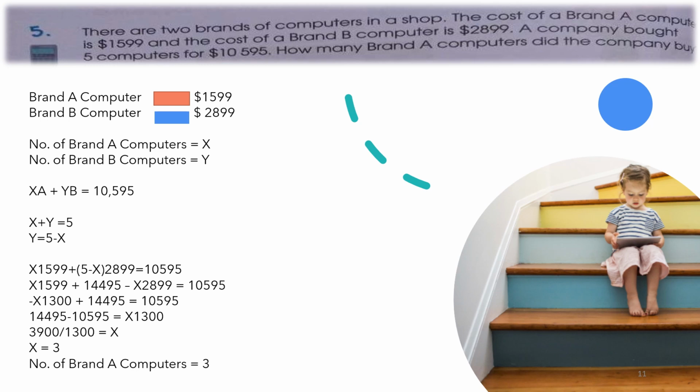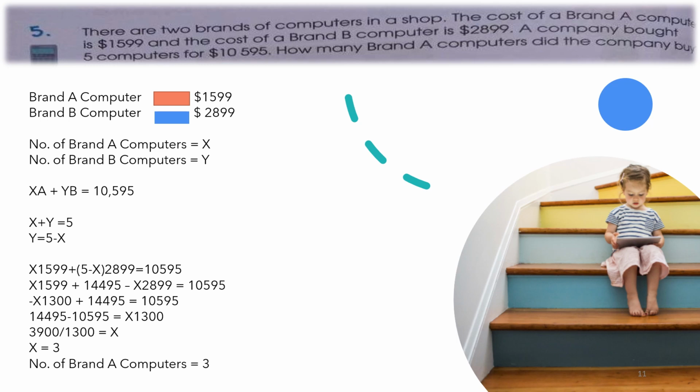Now first we assume that the number of brand A computers is X and the number of brand B computers is Y. Basically, 10,595 is the cost of both computers, and we don't know how many computers are of brand A and how many are of brand B. But we know that if X represents brand A computers and we multiply its cost with it, plus Y represents brand B computers and we multiply the cost with it, we get the total amount which is 10,595.